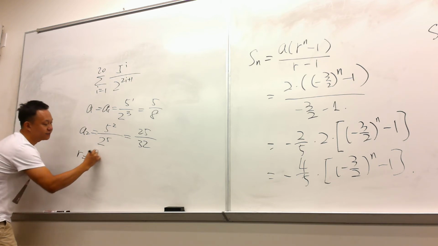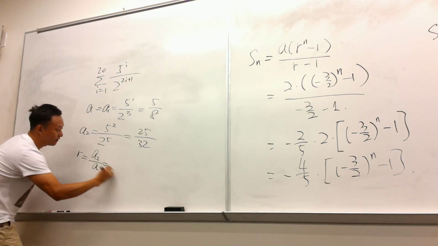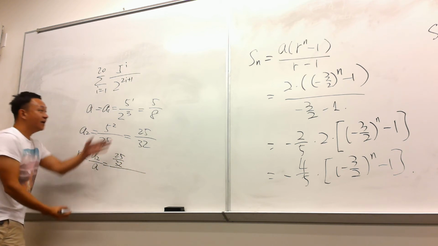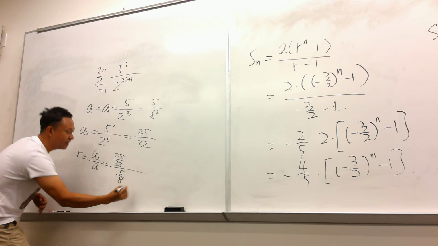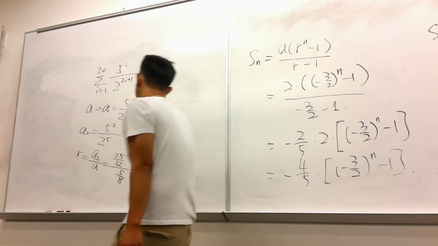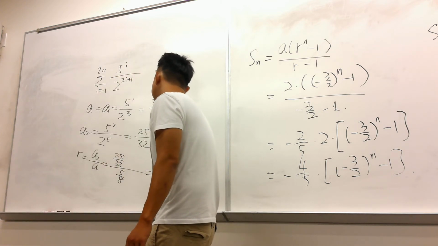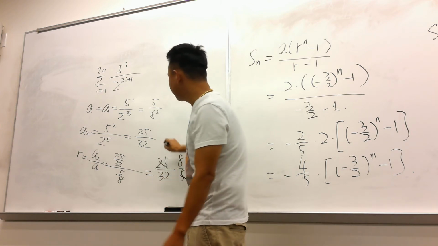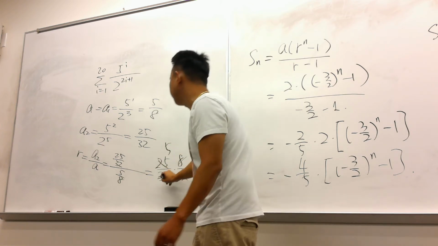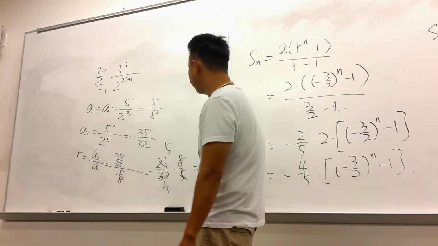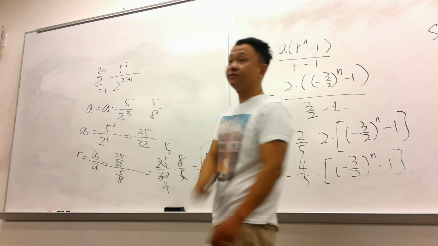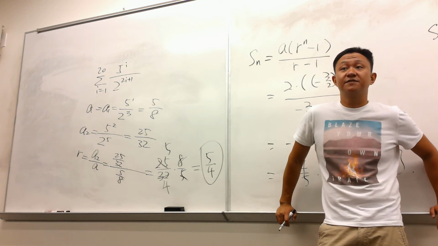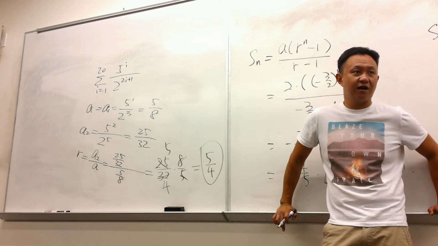Then you use the second term to divide by the first term to obtain R. R equals A sub 2 over A, which is 25 over 32 over 5 over 8. You can multiply by the reciprocal of the denominator, so 8 over 5. Then you can cancel, giving you 5 and 4. So guys, what's the common ratio? 5 over 4, not 5 over 2 as you guessed in the beginning. That's what I'm saying, don't use shortcuts. Are you with me now, guys?